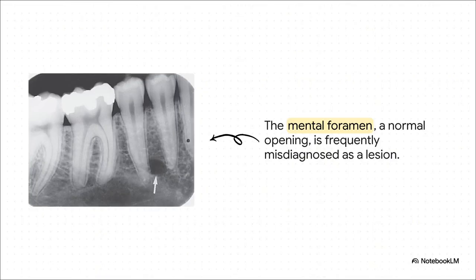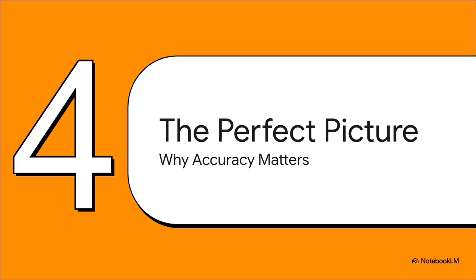Here's another key landmark on the mandible, the mental foramen. It's that small, round, dark opening near the roots of the lower premolars. And get this, here's an interesting little tidbit. Because it's a dark spot near the root of a tooth, this perfectly normal, healthy feature is actually misdiagnosed all the time as a dental abscess or some other kind of problem. And that risk of misdiagnosis brings up a really crucial point.